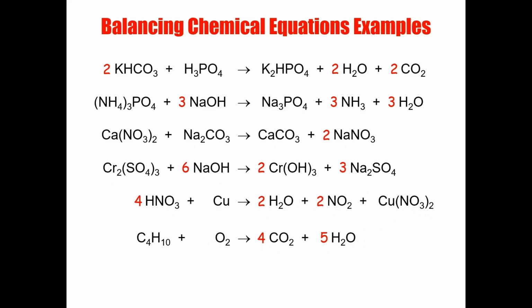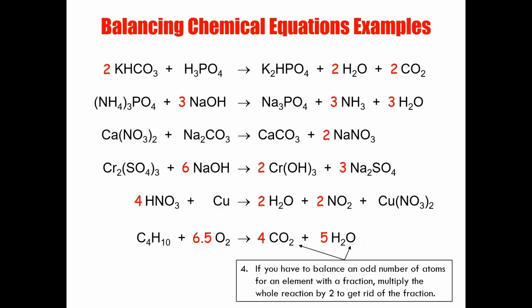So the quickest way to balance this is to think, what can I multiply by 2 to give me 13? And so 6.5 multiplied by 2 will give me 13. But I know what you're thinking. You're thinking, how is it possible to have a fraction as a coefficient? And you cannot. And so that brings us to rule number 4.